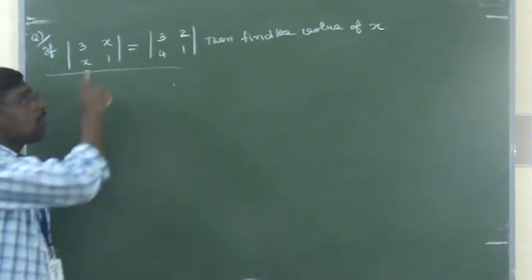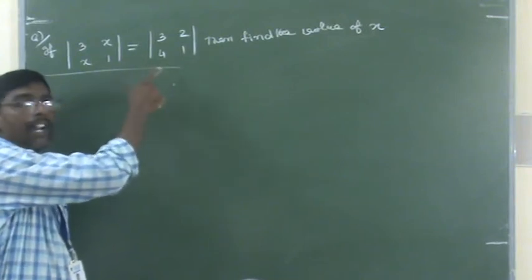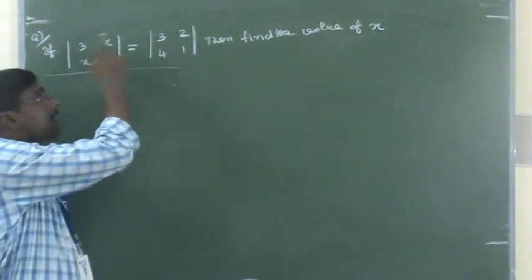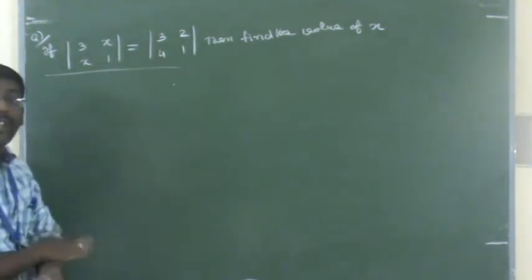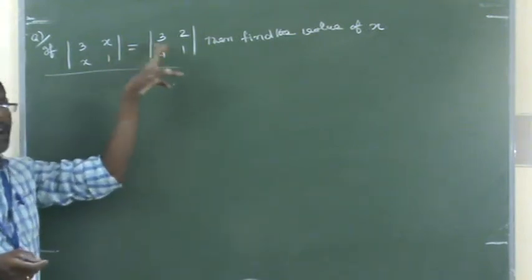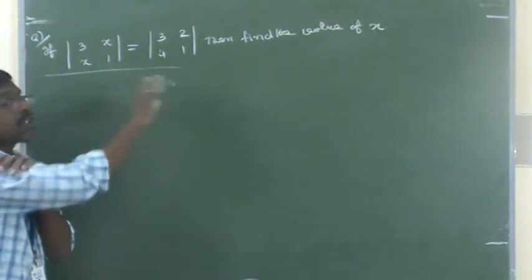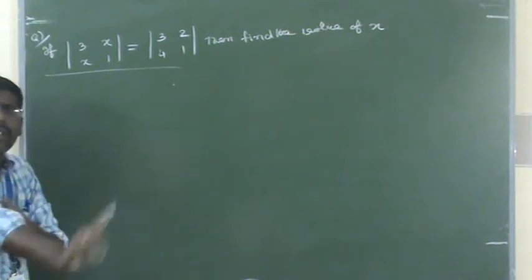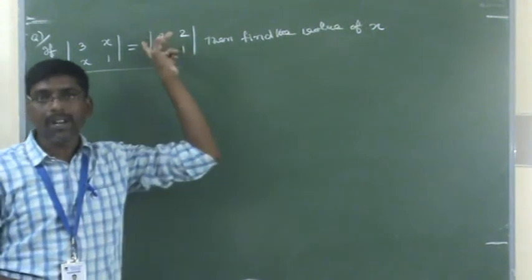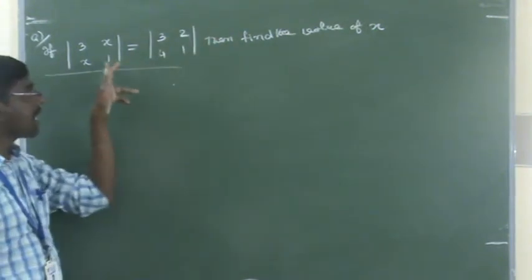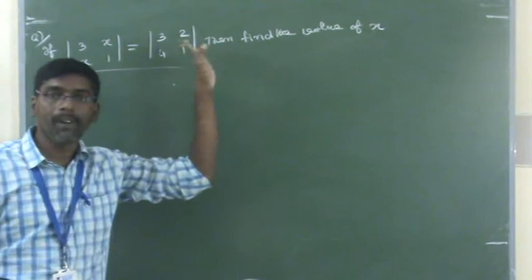Very, very important. In the case of equality of two matrices, their corresponding elements are equal. But in the case of equality of two determinants, corresponding elements are not equal. Only their answers are equal. Very, very important. So many students are getting confused. In the case of equality of two matrices, corresponding elements are equal. But in the case of equality of two determinants, their answers are equal, not the corresponding elements.